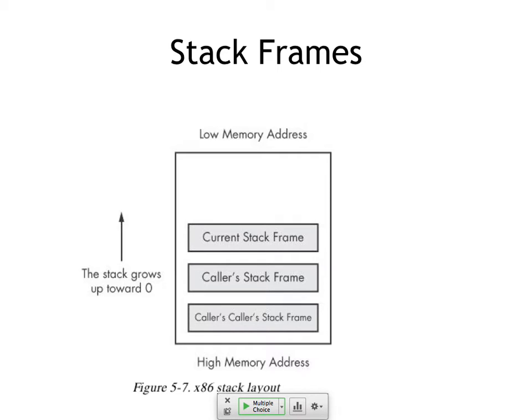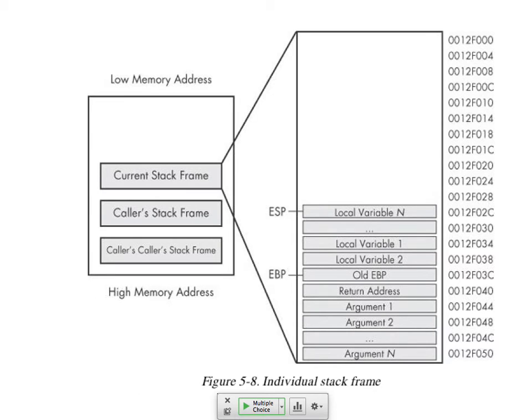So if you're in main, then you call something like check password, and check password calls something like print, and now you're down here. And when you're done printing, you move ESP and EBP to recover to this frame, and when you're done checking the password, you return back up here. All right. That's the game of it. And that's how it looks.